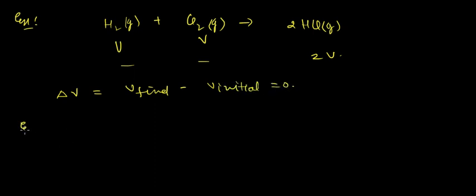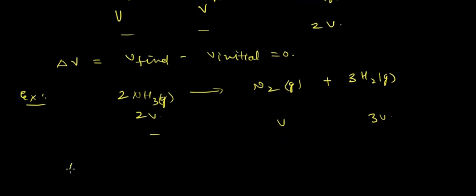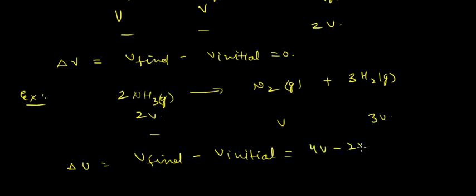Okay, let's take another example wherein we have 2 moles of NH3(g) forming N2 plus 3 moles of H2. So initially we have 2V volume of NH3, which is making V volume of N2 and 3V of H2. So delta V in this case would be V final minus V initial. V final is V plus 3V, which is 4V, minus 2V, so 2V is the delta V.